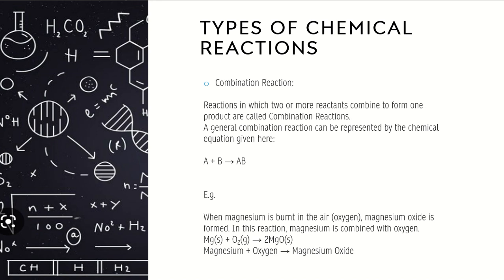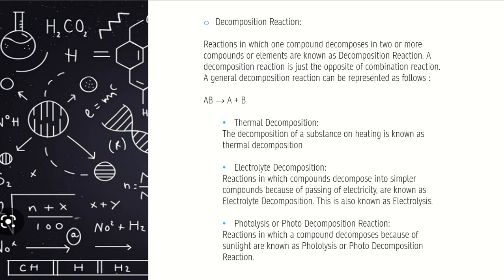Here's an example. When magnesium is burned in the air, magnesium oxide is formed. So in this reaction, magnesium is combining with oxygen. So Mg plus O2 equals 2MgO. This is a type of combination reaction. Next, let's talk about decomposition reaction. A decomposition reaction, again as the name suggests, is when a compound decomposes into two or more compounds or elements. A decomposition reaction is just the opposite of a combination reaction. We can represent it as AB equals A plus B.